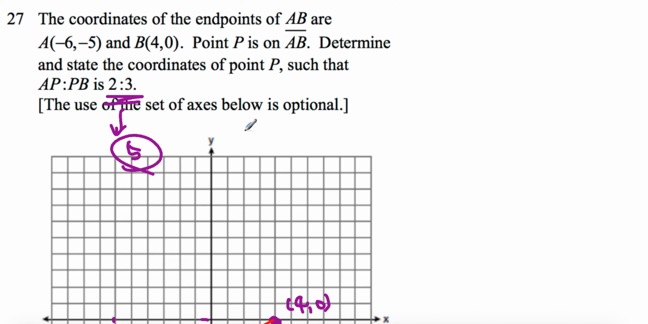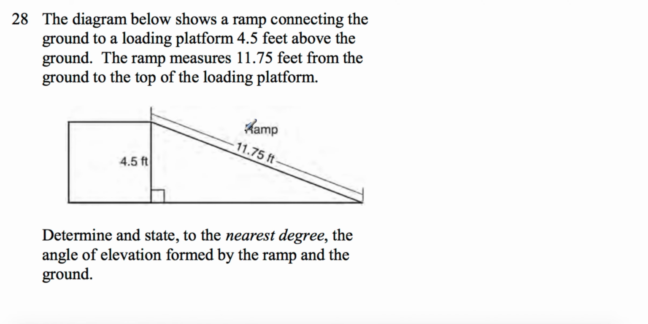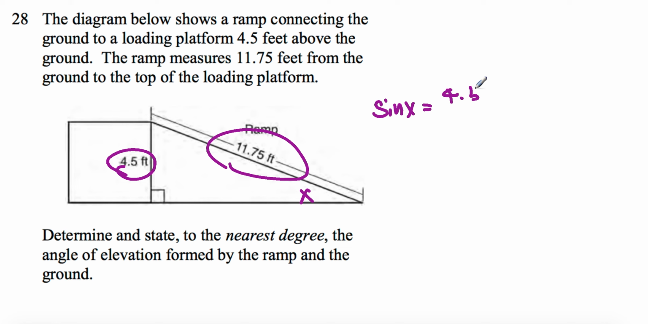All right, now let's look at the next question, number 28. The diagram below shows the ramp, with 4.5 feet over here, and the ramp measures this much. Determine and state, to the nearest degree, the angle of elevation formed by the ramp and the ground. So I'm looking for this as x. Then I realize that they're in the sine ratio. So sine of x must be opposite, which is 4.5, over hypotenuse, which is 11.75. To find x, I just have to use the second sine, or arc sine.